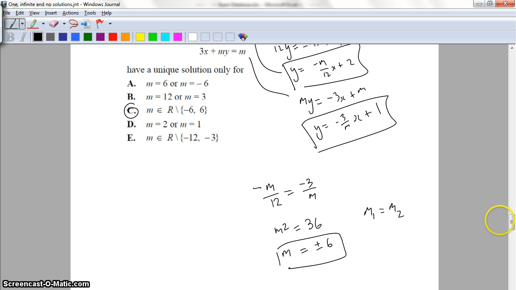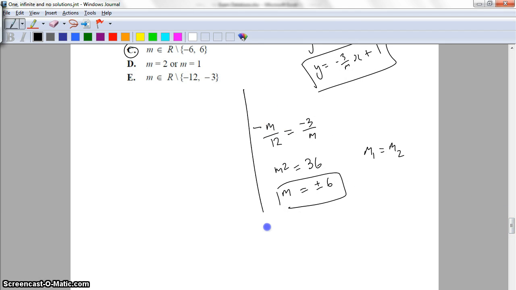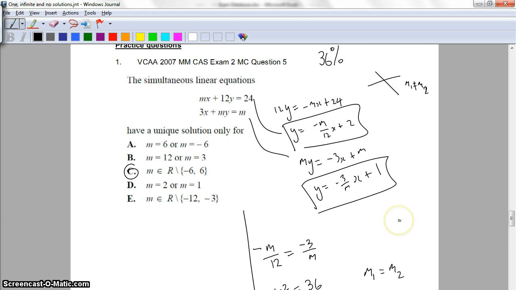I want to show you how to use matrices on this one as well, because I feel like it is much quicker once you know how to do that. So for matrices, I need to remember that if I want to find out when the gradients are the same, I need the determinant to be equal to 0. So I'm going to find the determinant.